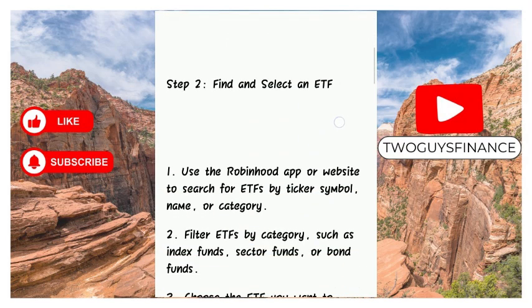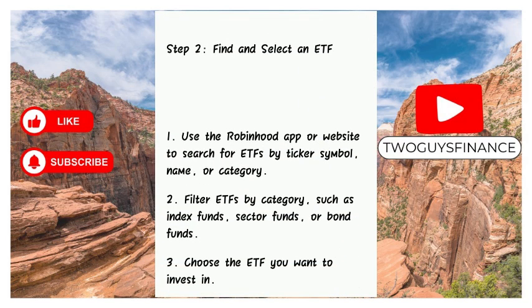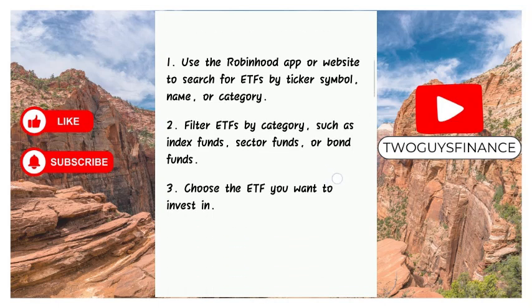So the second step is to find and select an ETF to use, because there are different types. First of all, use the Robinhood app or website to search for ETFs by ticker symbol, name, or category. When you log into the Robinhood app or the website, you search for ETFs by ticker symbol, name, or category. Then you can filter the ETFs by categories such as index funds, sector funds, or bond funds, whichever one you want to use. Then choose the ETF you want to invest in.